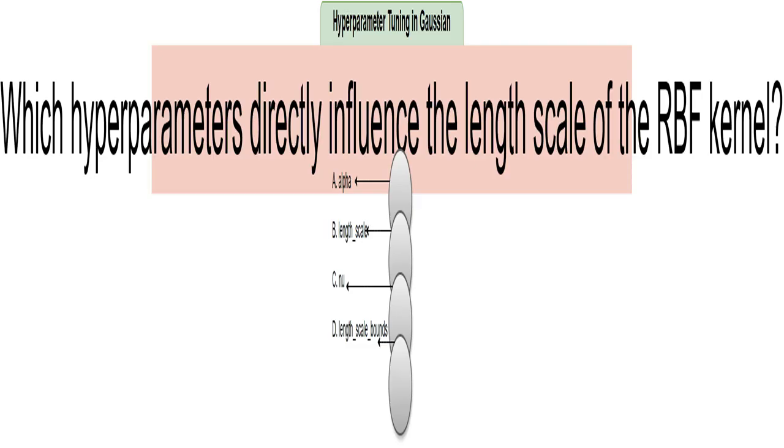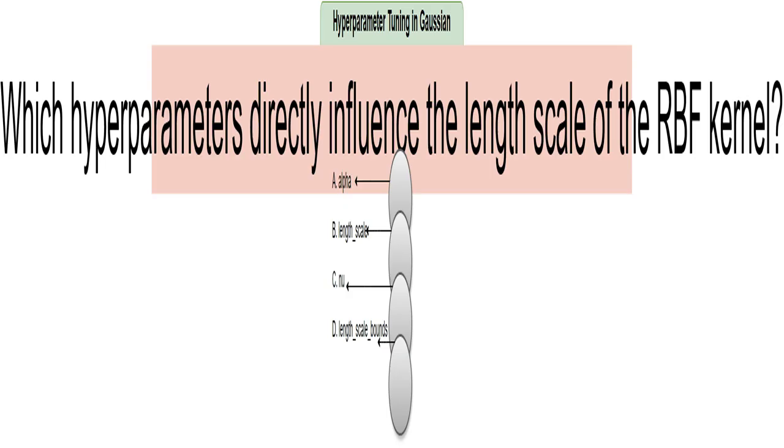This question asks you to identify the scikit-learn Gaussian process regressor's radial basis function, RBF, kernel hyperparameters that directly control the length scale. The length scale determines how far the influence of a data point extends. A small length scale means that nearby data points have a strong influence, resulting in a wiggly function. A large length scale means that points have a global influence, making the function smoother.